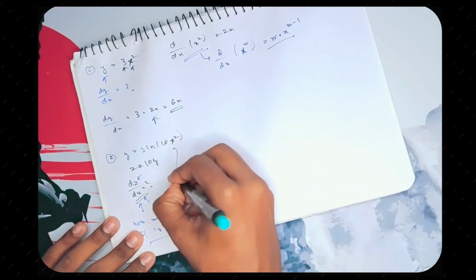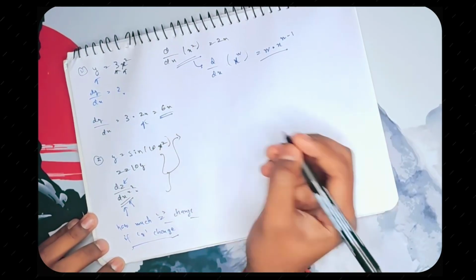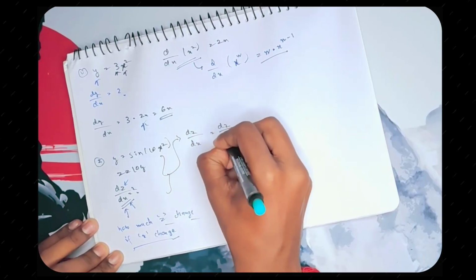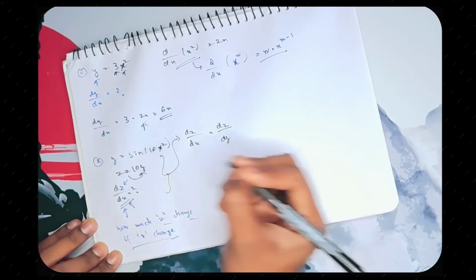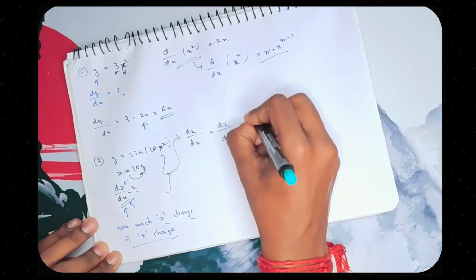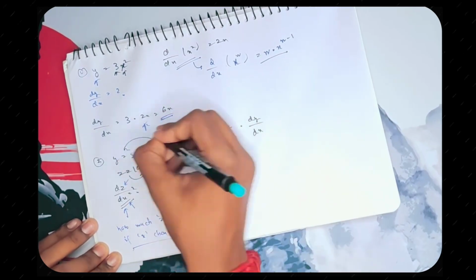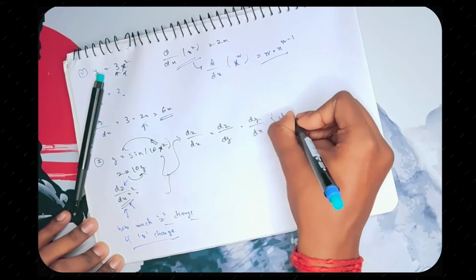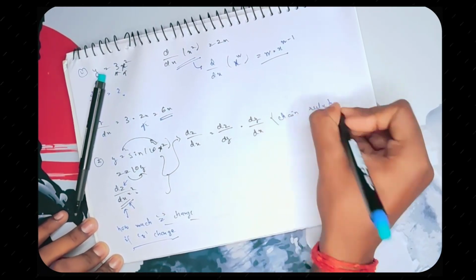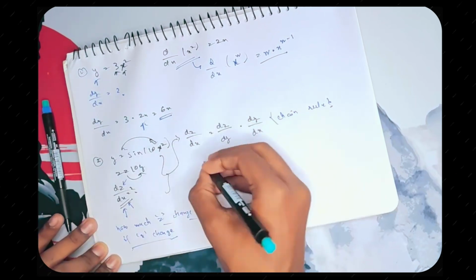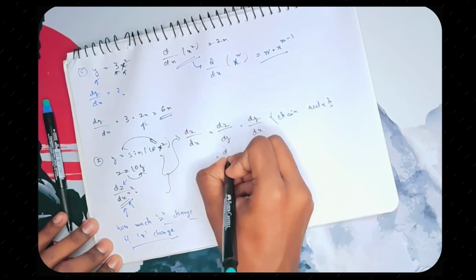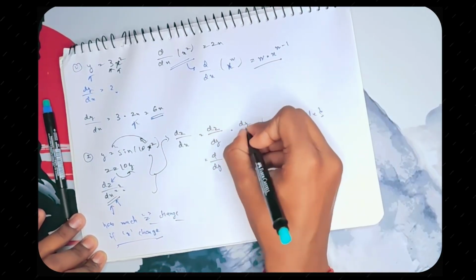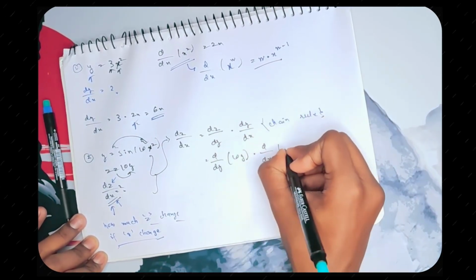So let us solve this. I hope you all know the chain rule. So dz by dx will be nothing but dz by dy, because z is dependent on y, times dy by dx, because y is dependent on x. And this is my chain rule applied. Alright, now let's solve this. So dz by dy, if we expand this, it will look like this, and if we expand dy by dx, it will look like this.